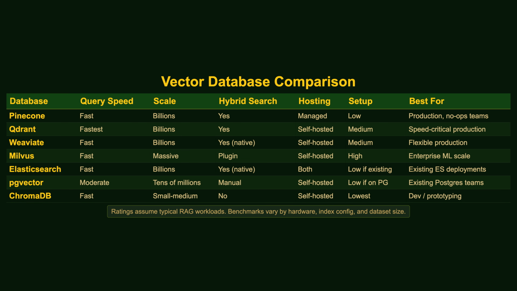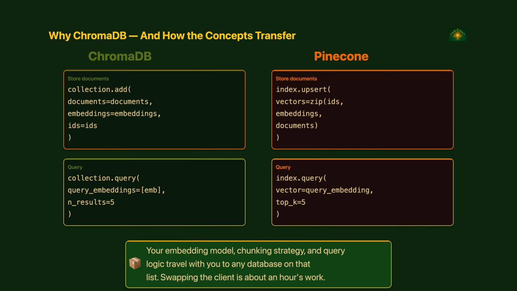ChromaDB, not for production, but it's the fastest path from zero to working retrieval. We're using ChromaDB for one reason: zero setup. No API keys, no Docker, no config file. It runs in the same process as your code, and the concepts transfer directly to anything else on that list. Collection.add in ChromaDB, index.upsert in Pinecone. Different syntax, same idea. Swapping the client when you're ready for production is about an hour's work.